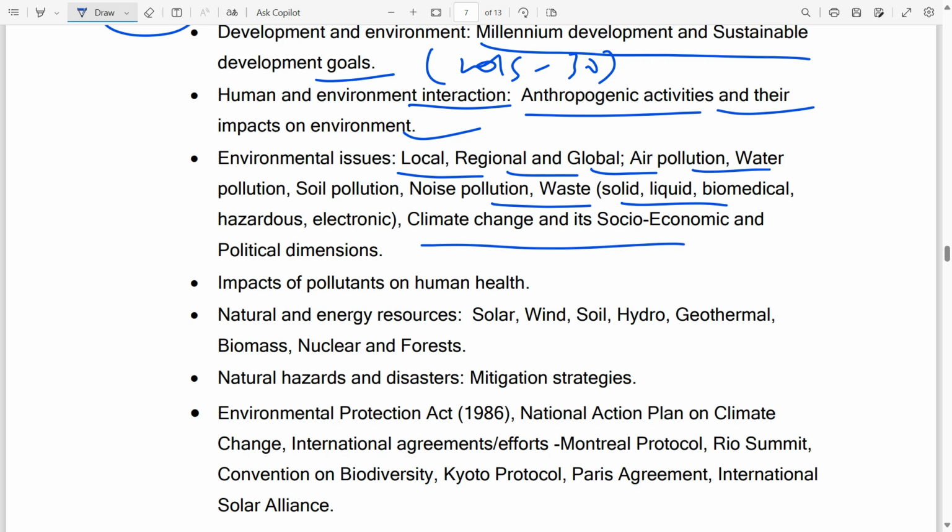These are the easy questions. Impacts of pollutants on human health, natural energy resources, solar and wind energy. Again, you will see natural hazards and disasters mitigation study, and the Environmental Protection Act.